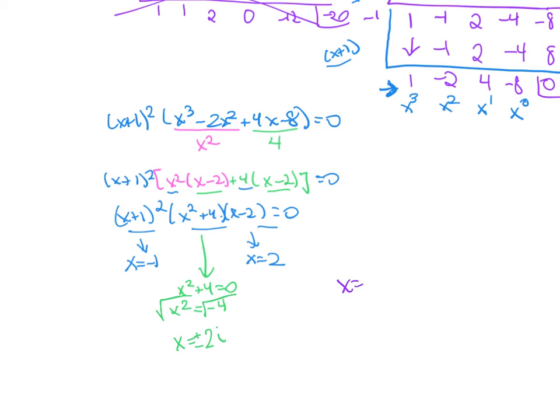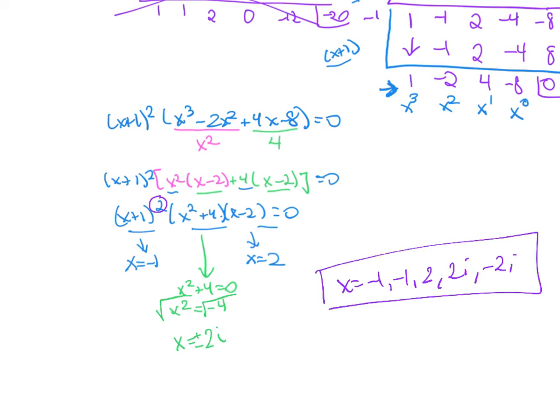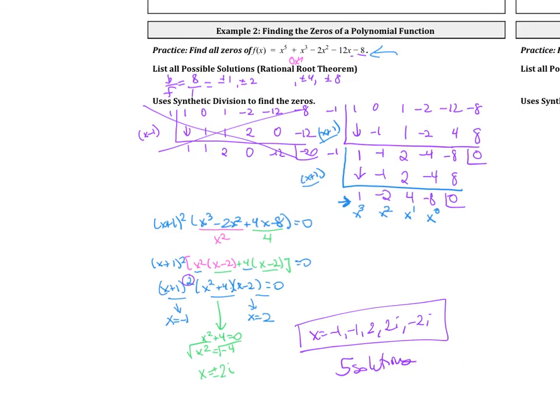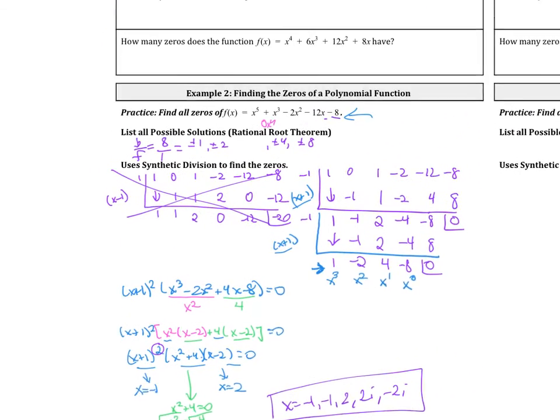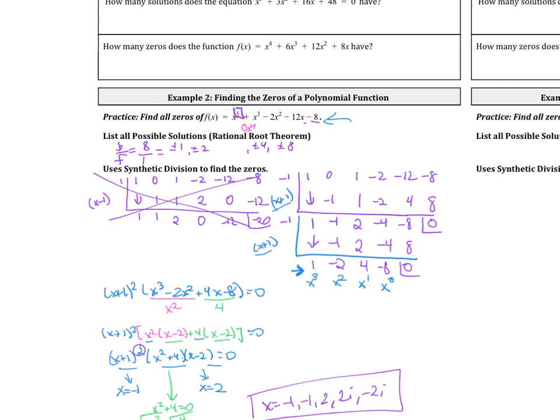So my solutions to this polynomial are x equals -1, 2, and I have -1 twice, so I can list it again. So let's list that. So -1, right, because it's squared. Then I have 2, and a +2i, and a -2i. So I do have 5 solutions, which, thinking about the corollary of the fundamental theorem of algebra, is how many I should have gotten.